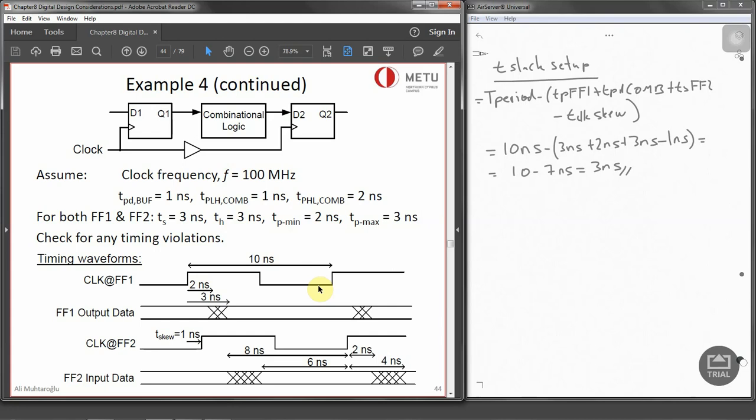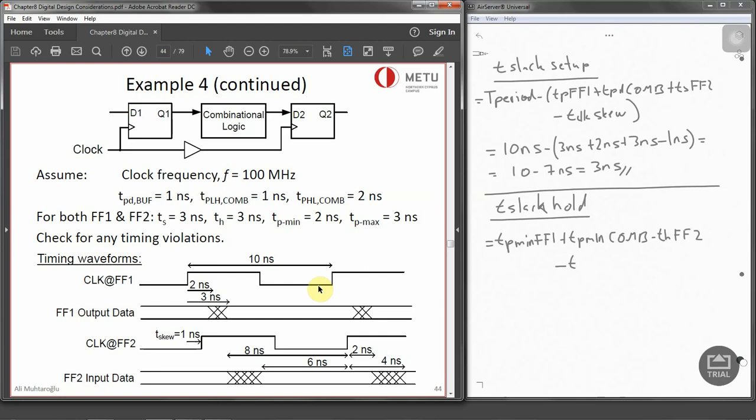Let's do the hold one as well, then we'll talk about it. T slack hold: we have TP minimum of flip-flop 1, plus TP minimum of the combinational logic, minus T hold time of flip-flop 2, minus T clock skew.